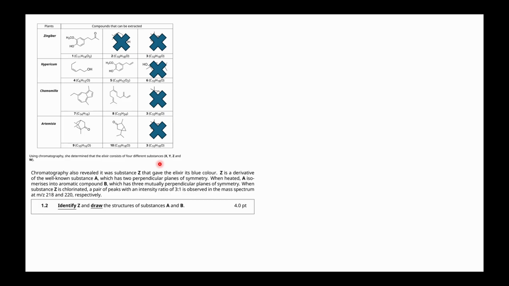So let's read this part. It's about compound Z and compounds A and B, which are not here. So, let's begin with compound Z. Compound Z is here, and we have more information about compound Z to elucidate it.